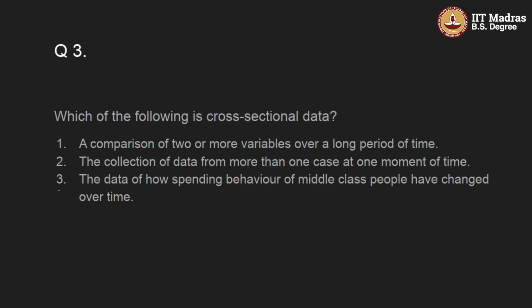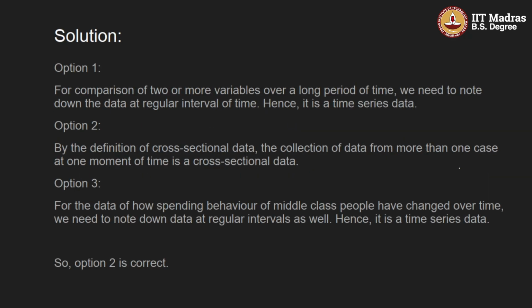Now the next question is, which of the following is a cross-sectional data? Option 1, a comparison of two or more variables over a long period of time. Option 2, collection of data from more than one case at one moment of time. Option 3, the data of how spending behavior of middle class people have changed over time. In option 1 and 3, we have collected the data over a period of time. So option 1 and 3 will be time series data, and option 2 will be cross-sectional data, because here we have collected the data at one moment of time. So option 2 will be correct.